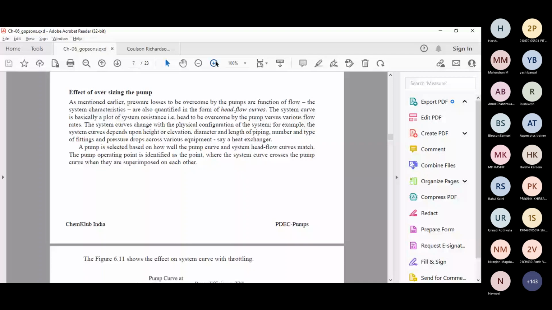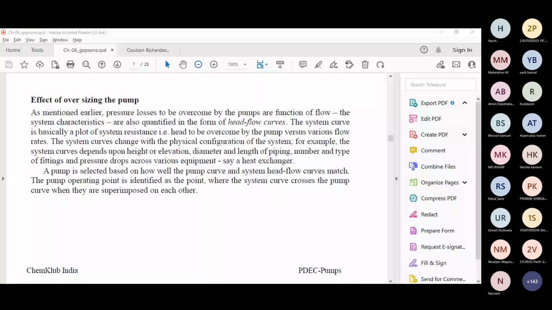Sir, does all the pump operate at the operating point only, or does it deviate a little bit? It definitely deviates from the operating point. You can have multiple operating points.